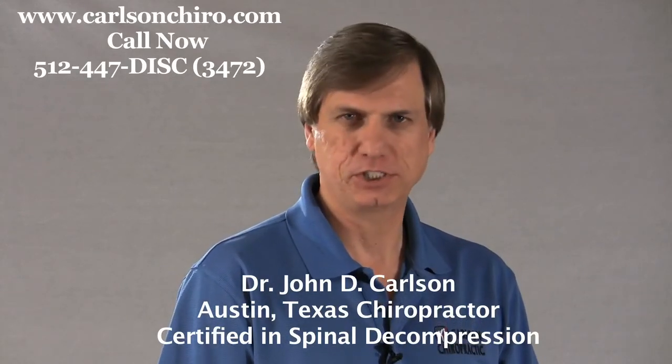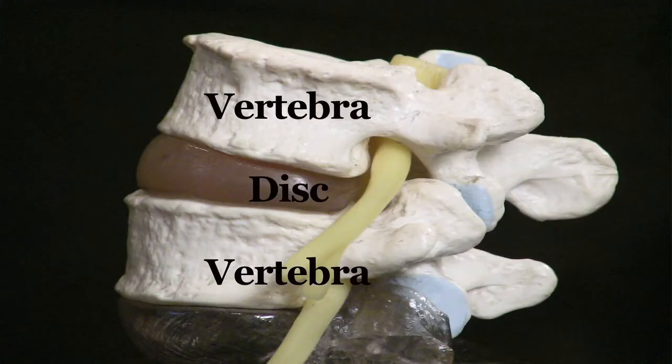Carlson, an Austin, Texas chiropractor, and I'd like to answer the question for you today. What is a herniated disc? Most herniated discs occur in the neck, the cervical spine, or in the lower back, the lumbar spine. For the most part, there are some differences in the anatomy, and today, for convenience, I'm going to use a lumbar spine model, a lower back model, to help you understand. But many of the times, the dynamics are much the same.